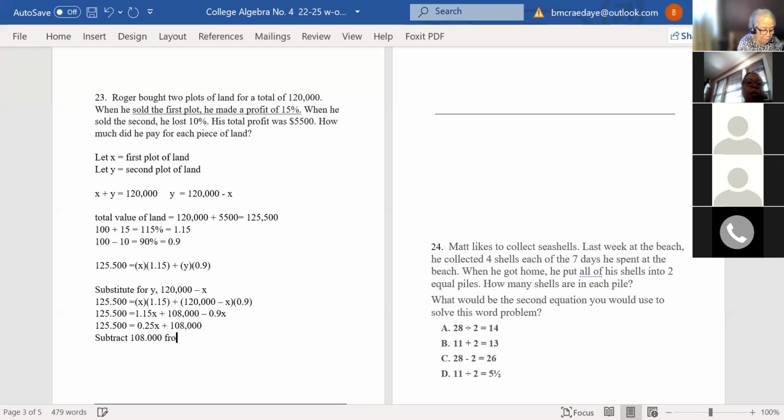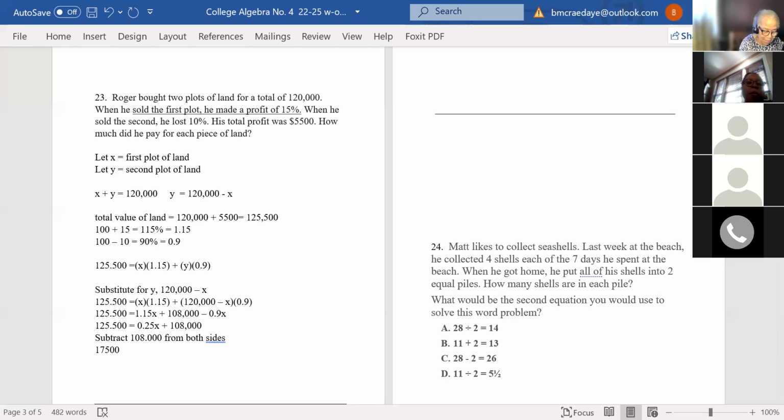108,000 from both sides. Now, what's 125,000 minus 108,000? Audrey, you subtracted, what did you get? I get 17,500. That's right, 17,500. So on the left side, you have 17,500, and on the right side, you just have your 0.25x.